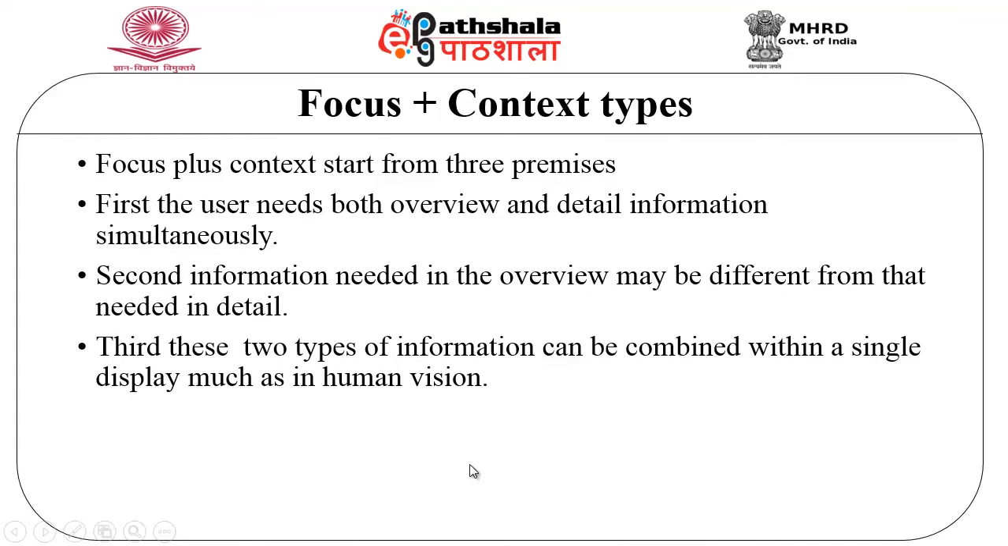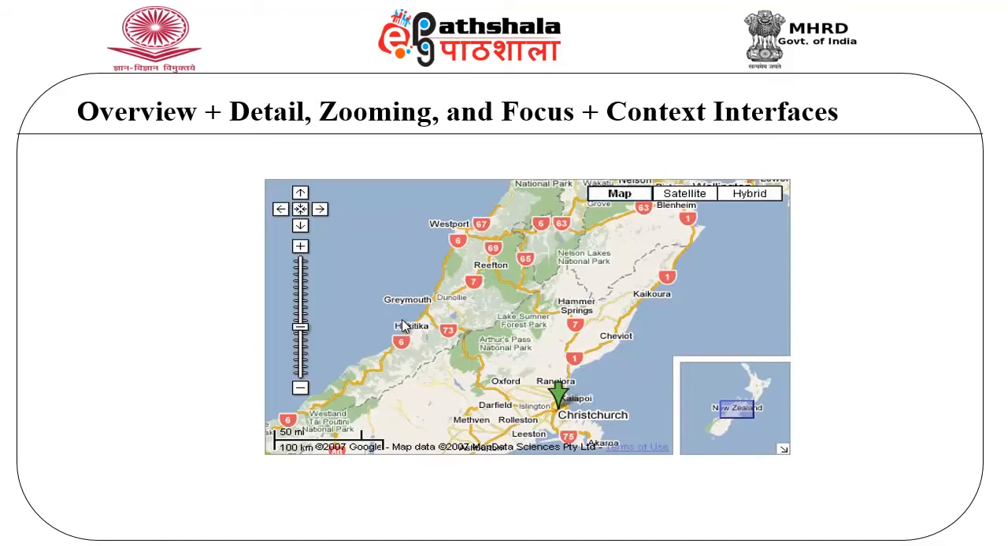So there are various focus plus context types as such that are present. Focus plus context actually starts from three primaries. First, the user needs to know both the overview as well as the detailed information. Second, the information needed in the overview may be different from the detail. And third, as we have already seen, that it can be combined within a single display as such. So this is your overview plus detail, zooming, and the focus plus context interface.